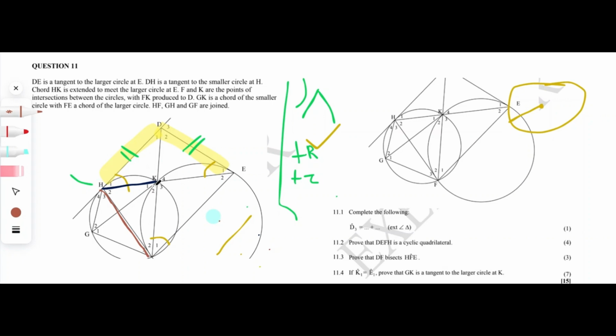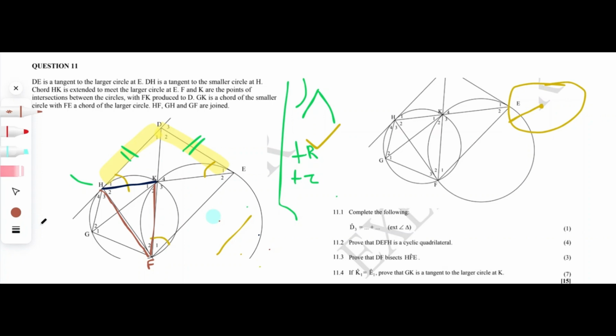Do the exact same thing on the other side. Trace it, trace it, trace it. It ends over here. So what does that mean? That means that HK subtends F2. By the way, this is supposed to be F. You can clearly see that on the other part of the diagram. That's supposed to be F. So that means H1 equals F2 because HK subtends F2. And if HK subtends F2, H1 will equal F2 because of the tan chord theorem.